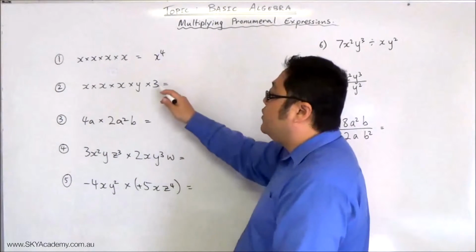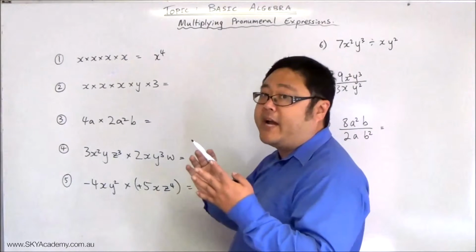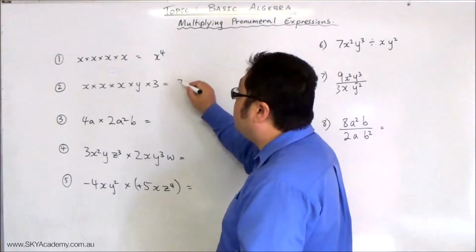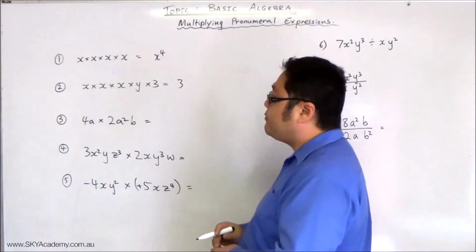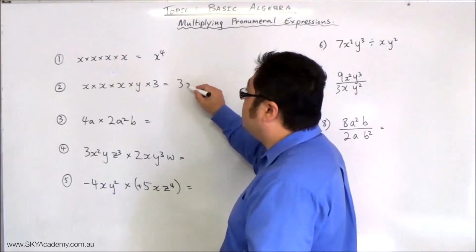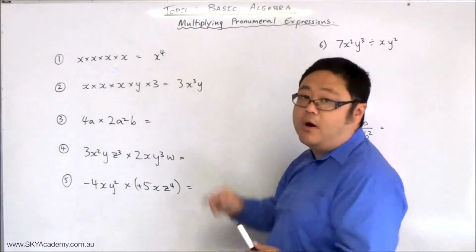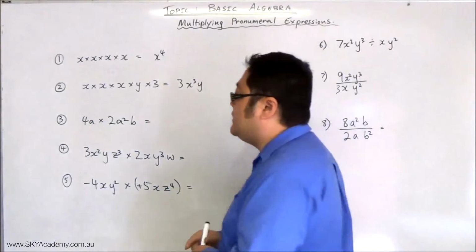In this situation, you don't have to, but by convention, what we usually do is put the number first, all right? And then you've got 3 x's multiplied together, so it's x to the power of 3, and y will be y on its own, okay? So the answer would be 3x cubed y, okay? And that's the answer for this one.